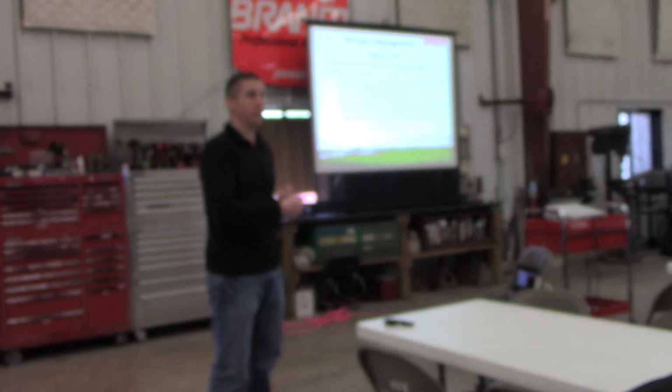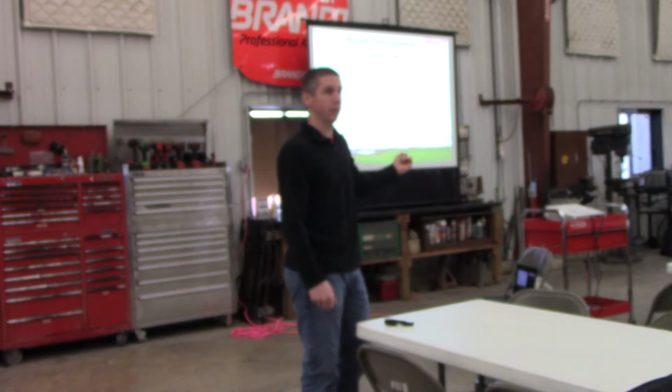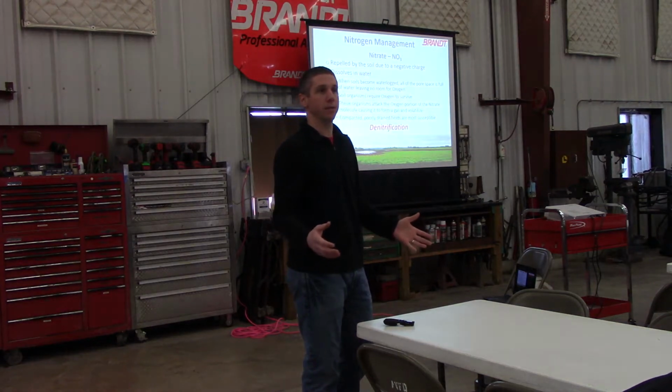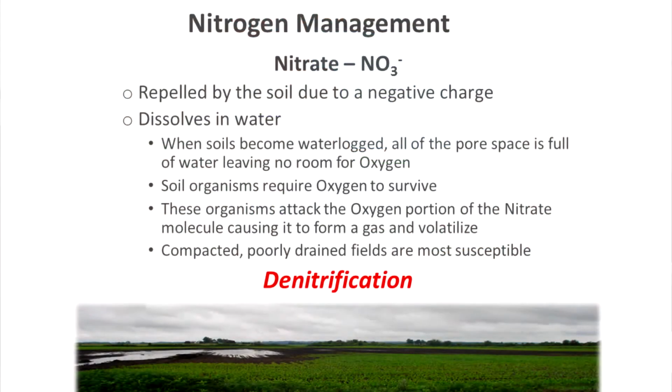So nitrate dissolves easily in water, but it has 3 oxygens with it. So when we have extended saturation, take last June for example, early June, when the ground was wet for 3 weeks probably straight. When you're saturated and you can see the ground is shiny on top, all of the pore spaces that used to contain air are now full of water.